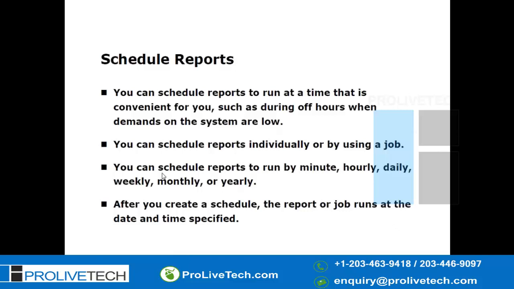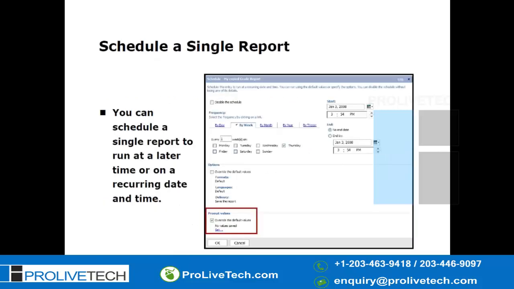And you can schedule reports to run by minute, hourly, daily, weekly, monthly, or yearly. However you want, you can do it. After you create a schedule, the report or job runs at the date and time specified. So you can schedule a single report to run at a later time or at a recurring date and time. The same option, right? We have seen this.